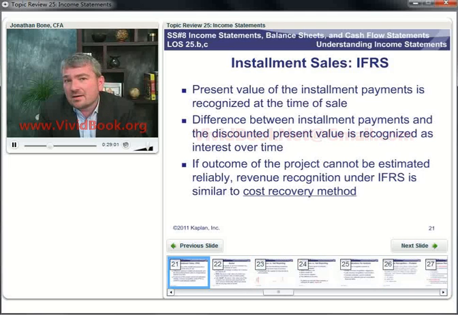If the outcome of the project cannot be estimated reliably, i.e. you don't have an idea of what the total cost is at the time you enter the contract, then you use the cost recovery method under IFRS, just like you do under US GAAP.